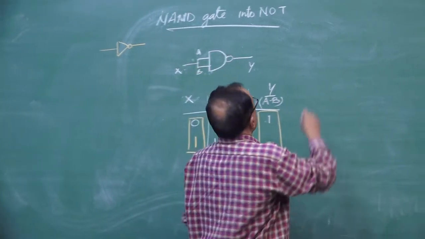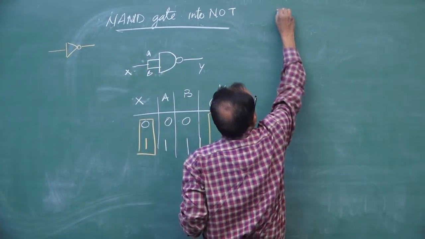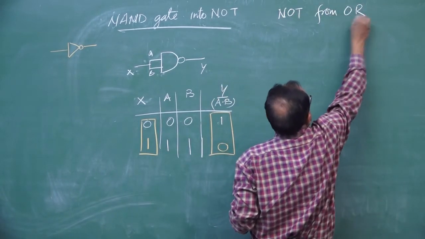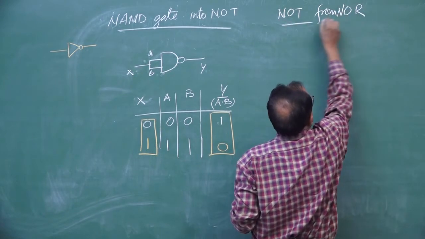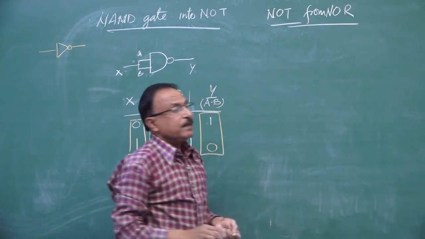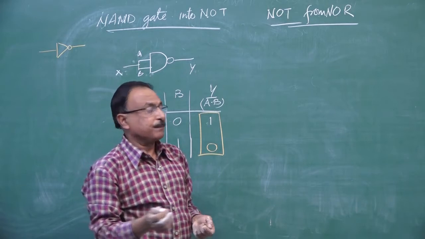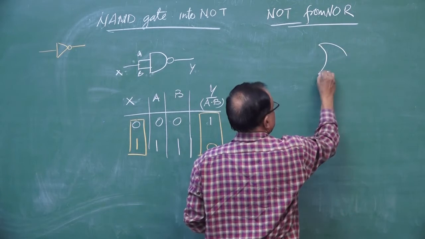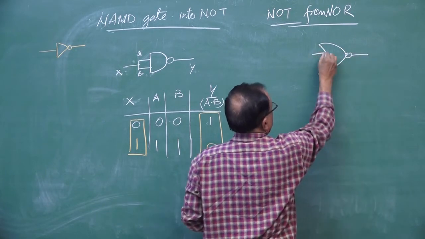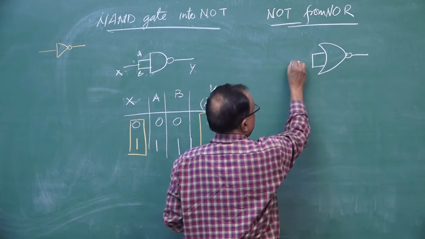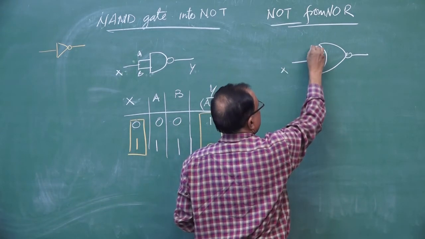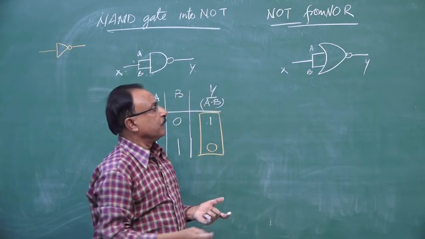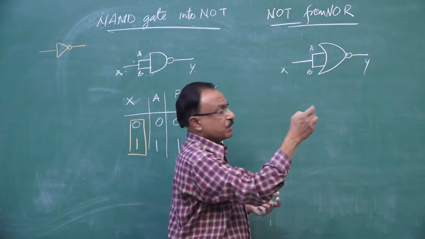Similarly, we can make NOT from NOR. How can we make the NOT gate from the NOR gate? Again, in the same way, we have the NOR gate. These are the two inputs. We join the two inputs and make them one: X, A, B and the Y. This becomes NOT. How can we check whether it is NOT or not?